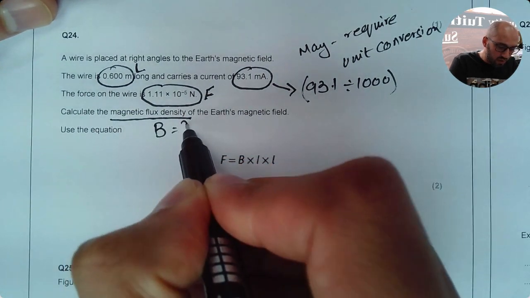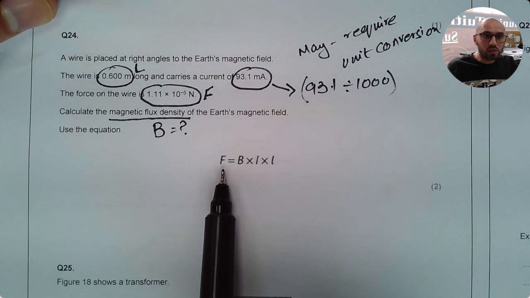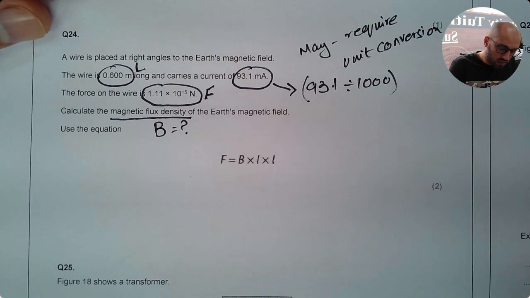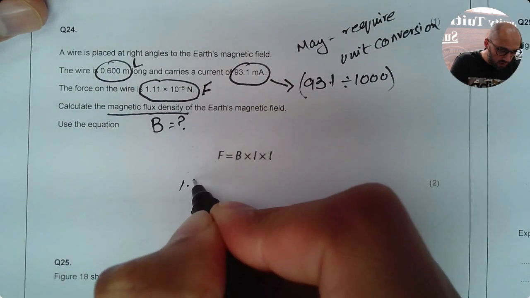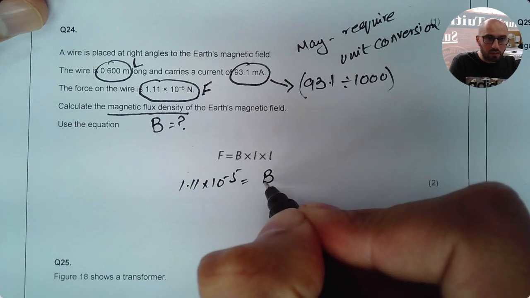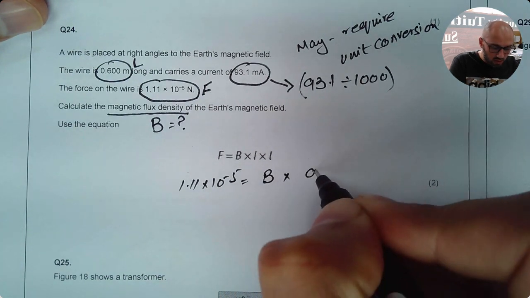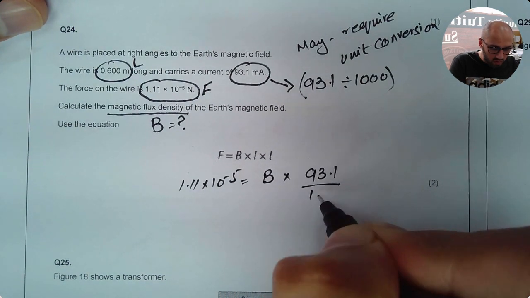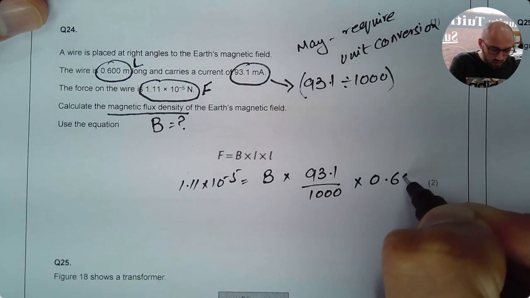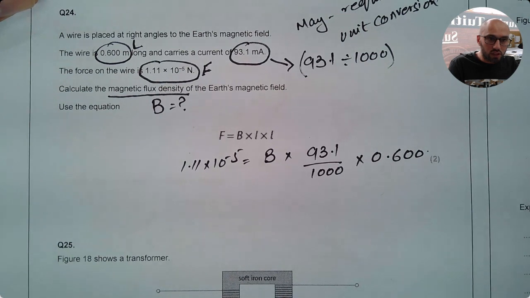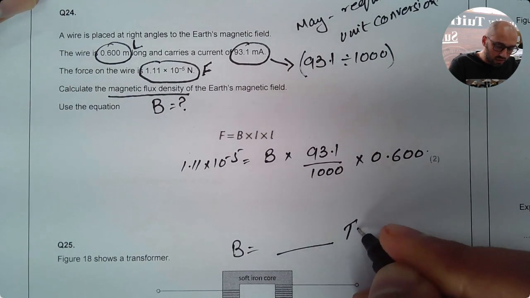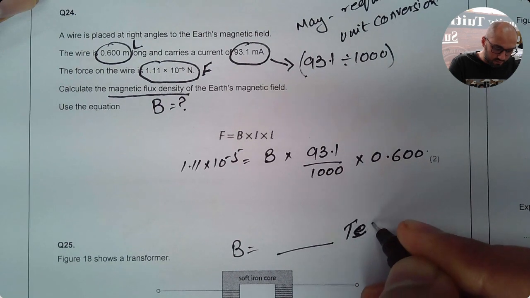This means B is not known. There are 4 variables in this equation. They will give you any 3 and they'll ask you to find the 4th one. So in this case, I can say the value of force is 1.11 times 10 to the power of minus 5. I do not know the value of B. I'll keep it as B. The current is 93.1 over 1000 times by 0.600. If you solve this, you'll end up with a value of B, and that will be in Tesla.